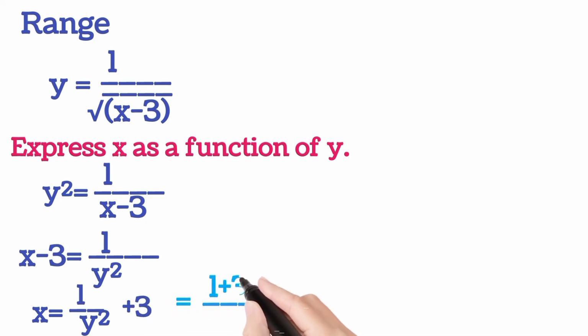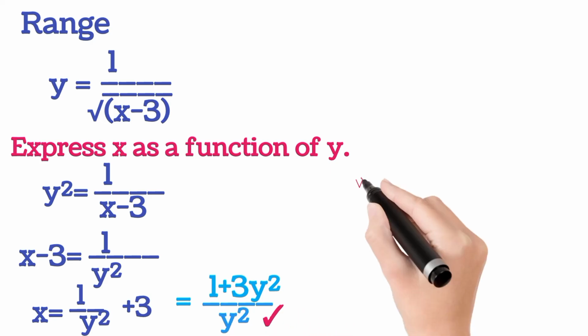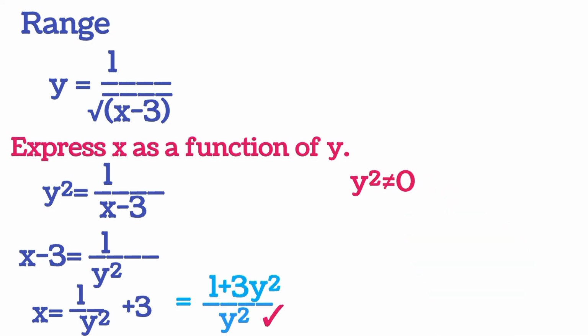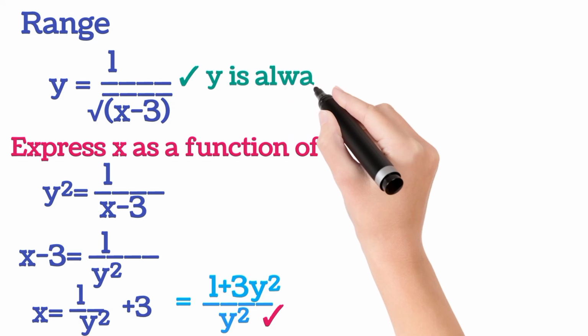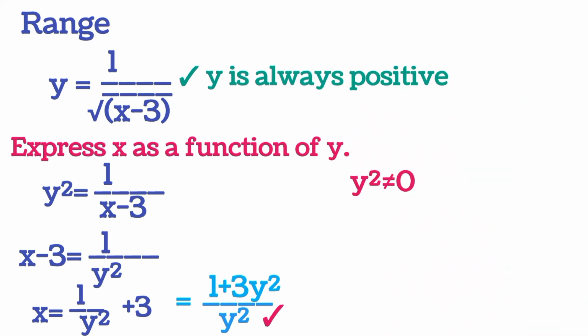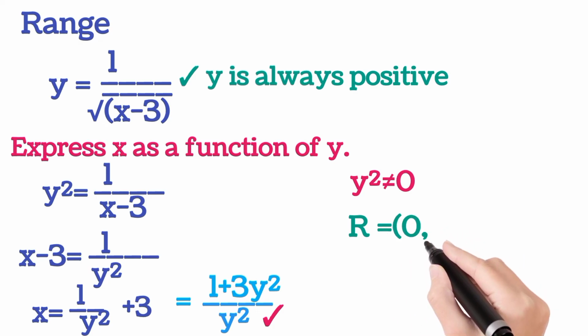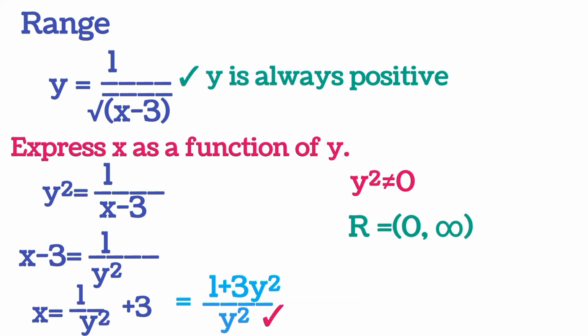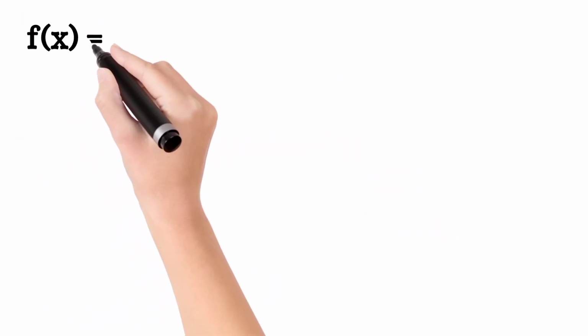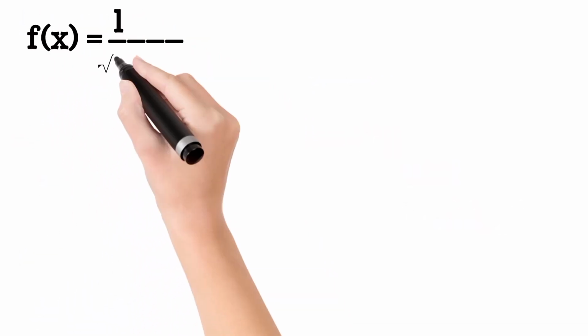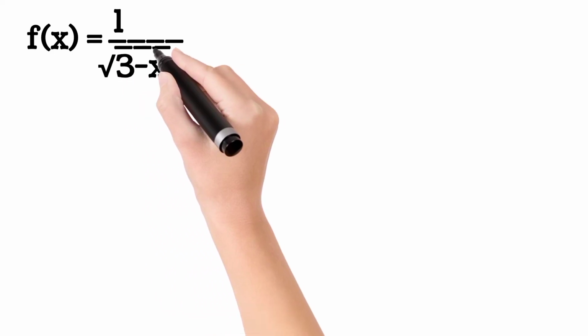Now this can be written as (1 plus 3y square) divided by y square. Here we have y in the denominator, so y square can't be equal to 0. Also from here we see that y is always positive. So the range of the function will be R is equal to (0, infinity), where 0 is not included in the range. Now f(x) is equal to 1 divided by square root of 3 minus x.